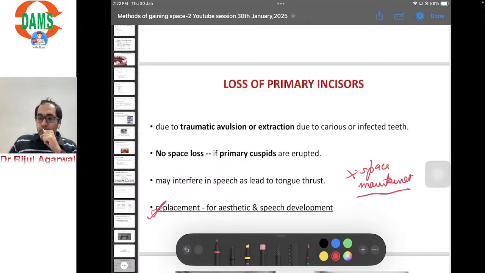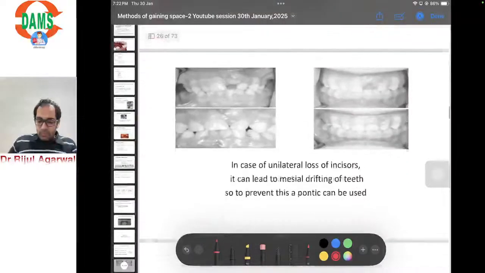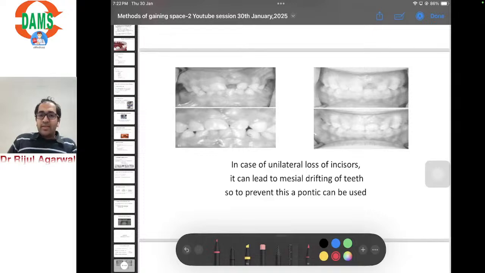So why speech development? Because the loss of primary anterior teeth may interfere with speech, as it will lead to tongue thrusting. As I've already told you, wherever there is an empty space, posterior or anterior, the tongue will protrude into that empty space. So this is the image. In case of a unilateral loss of an incisor, it can lead to mesial drifting of teeth. To prevent this, a pontic can be used or a simple RPD can be given.